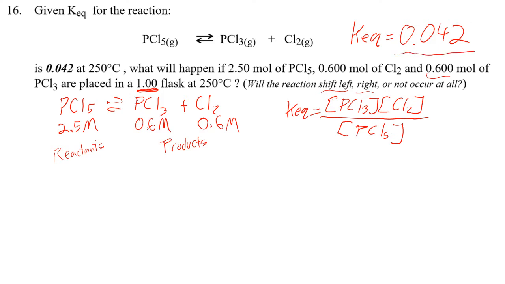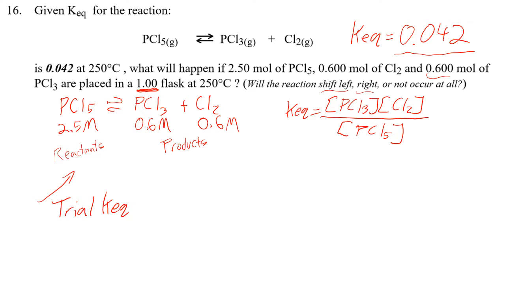We also know that 0.042, since it's less than 1, is going to be favoring the reactants. Now, is this at equilibrium? That's what the question is asking. Are these concentrations telling us that this is at equilibrium? So we are going to test to see if it's at equilibrium. So instead of doing KEQ, we're going to be doing something called trial KEQ.